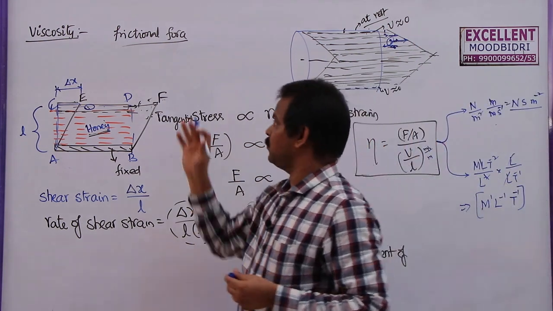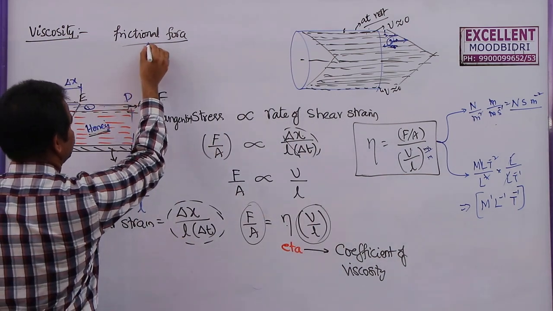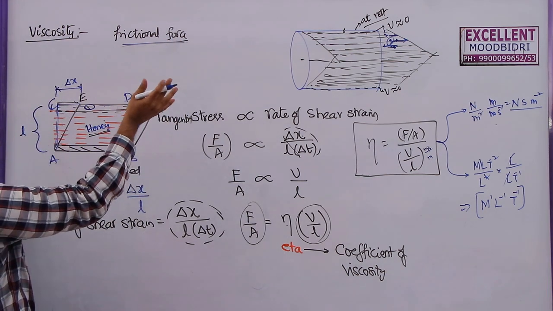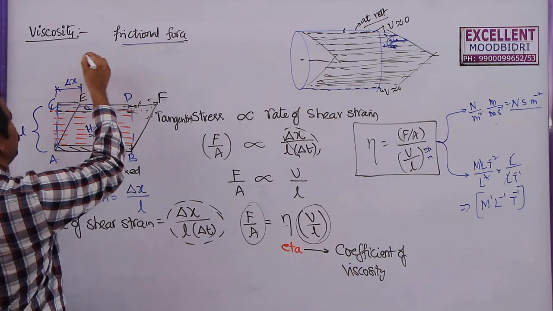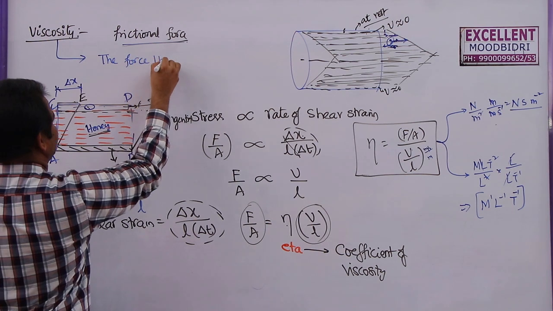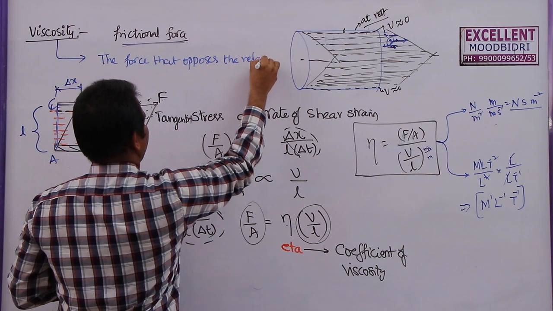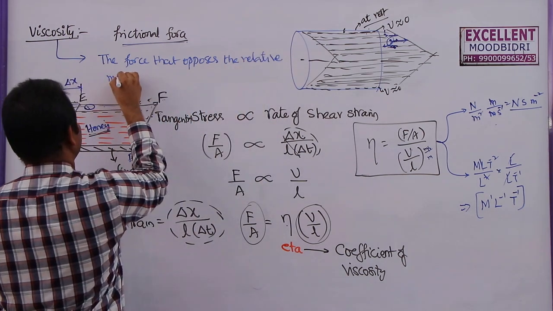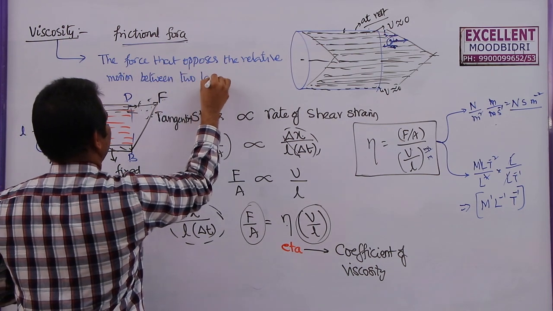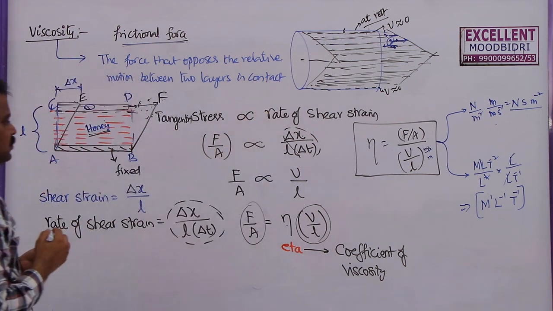It is just like the frictional force between two solid surfaces. In solids also, the force that opposes the relative motion between two bodies in contact is called frictional force. So what is viscosity? The force that opposes the relative motion between two layers in contact is known as viscosity.